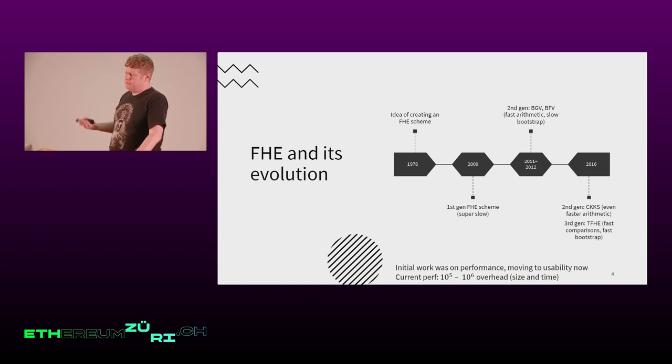To give a brief history of fully homomorphic encryption, it came into existence conceptually about a year after RSA was invented. It took about 30 years from there to come up with the first implementable scheme. This was done by Craig Gentry, where he introduced the idea of bootstrapping. This scheme was extremely slow, and in practice, it was more academically interesting than practically interesting. A few years later, BGV and BFV were born, and these feature very fast arithmetic, but bootstrapping under these schemes is fairly slow. And so in practice, people don't actually use bootstrapping under these schemes.